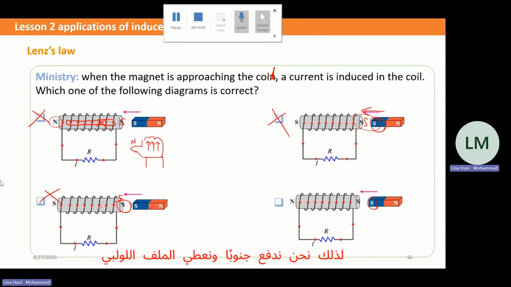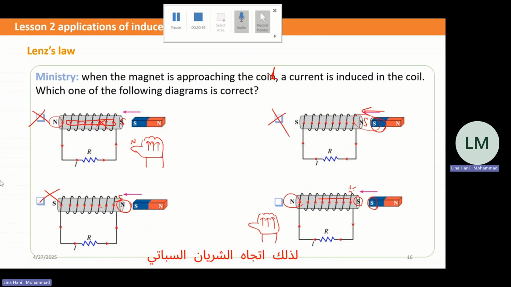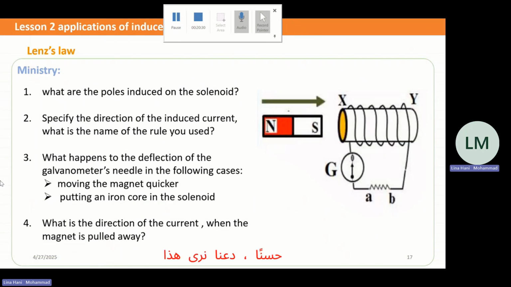So we're pushing south, the angry solenoid generates south to push it away. So that means that the other side is going to be north. Put your thumb in the same direction as the north. You'll see that your four fingers curl away from you. So the direction of the current from the side that you can see from the solenoid is going to be upwards. So this one is the correct one. All right, let's see this one.